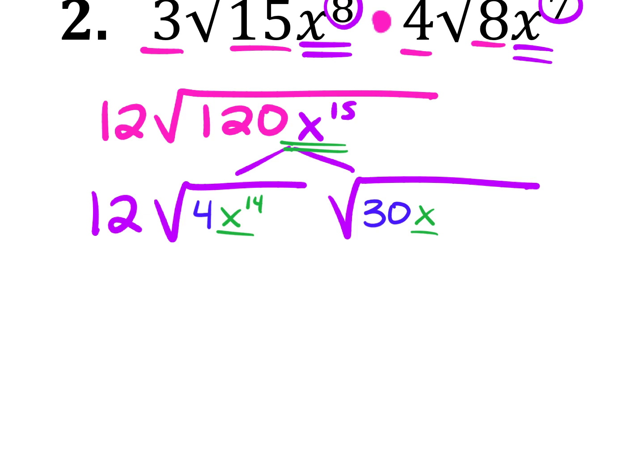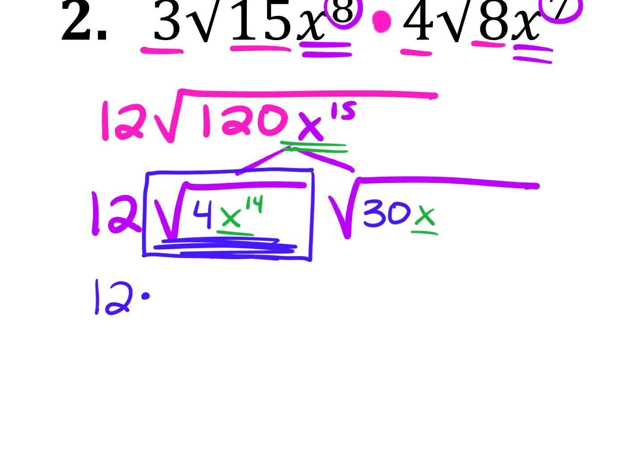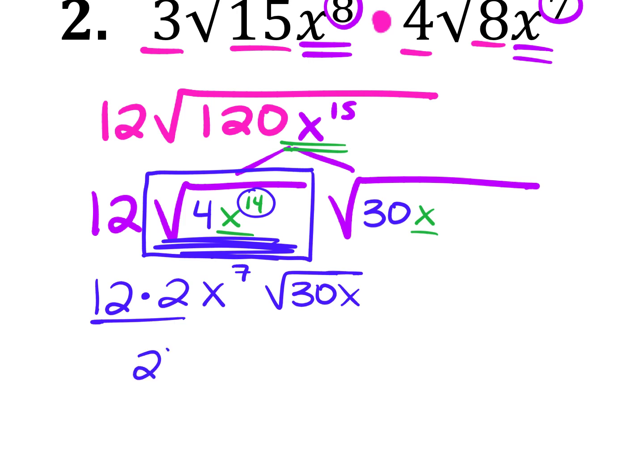So then from there, I feel like this is the place where most people make the mistakes. This is perfect, right? Those are perfect squares. So you need to take those perfect squares. So 12 times what? What does this become? 2 x to the 7th. You're dividing the exponent by 2 when you square root. Okay? And then you still have the square root of 30x. So then just multiply your coefficient, 24 x to the 7th times the square root of 30x.